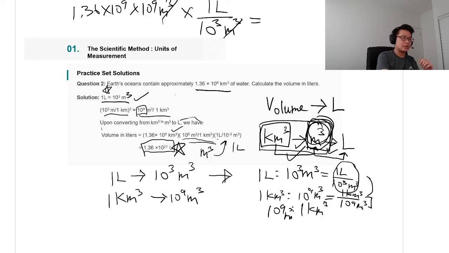Actually, I just found that I missed the minus 3 over there. Yes, because 1 liter is 10 to the minus 3 meter cube, so that's a minus 3. If you do the calculation correctly, you should be able to find your answer. And this is doing the unit conversion from non-SI unit to SI unit.